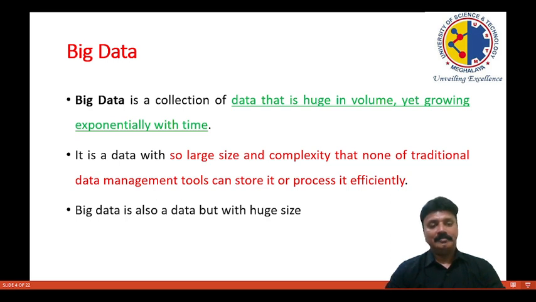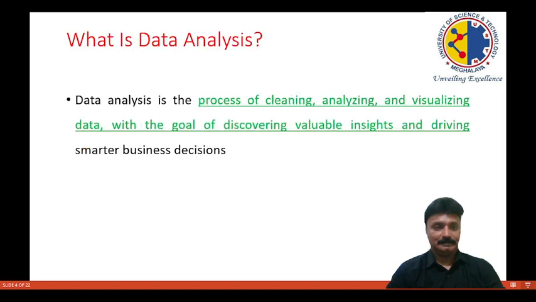It is data of such large size and complexity that none of the traditional data management tools can store or process it effectively and efficiently. So big data is also data, but with huge size.